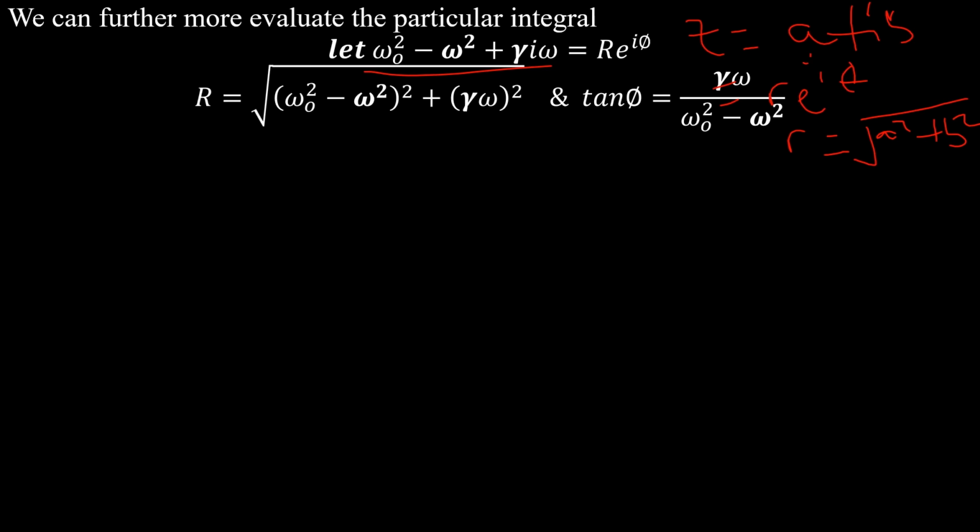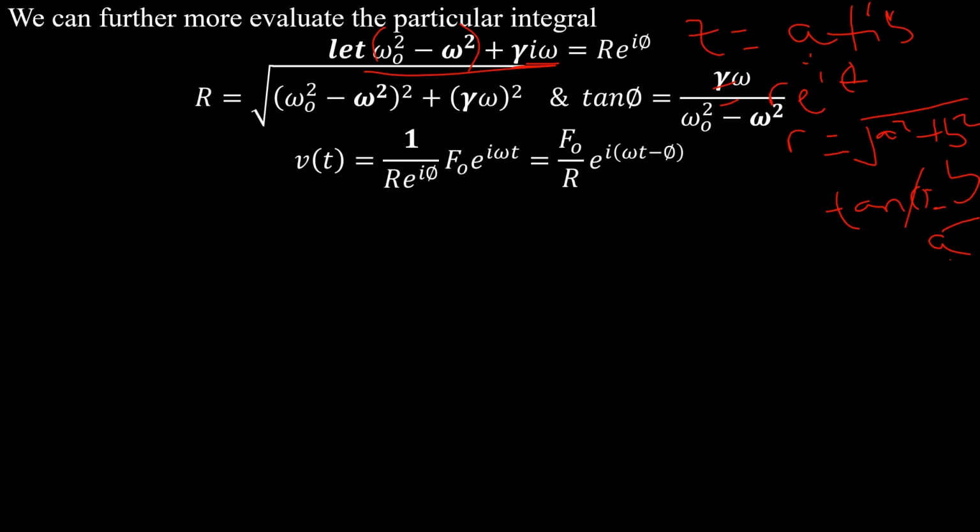Everything here is like our a, and I omega gamma omega is like our b. So tan phi is going to be b over a. So that's what we have. If we replace it back, we're going to have v of t equal to 1 over rho e to the power of I phi times this. And of course, we can just factorize this, and it gives us this.